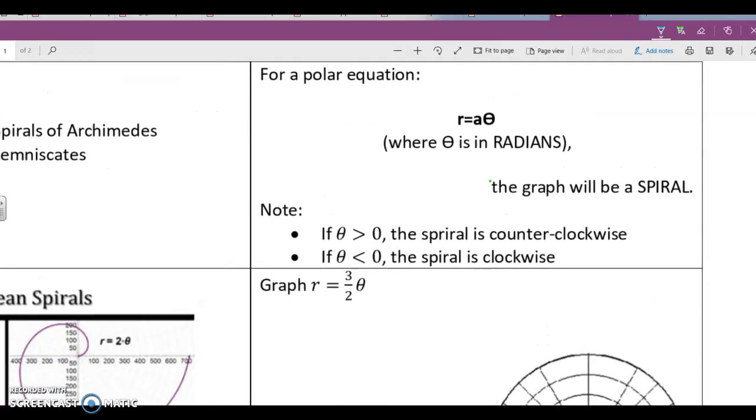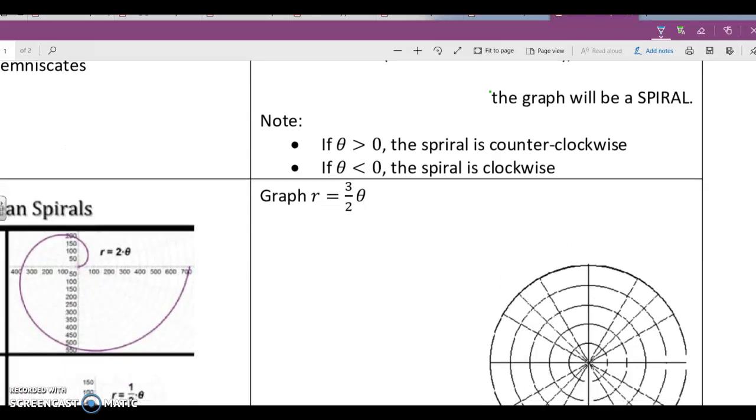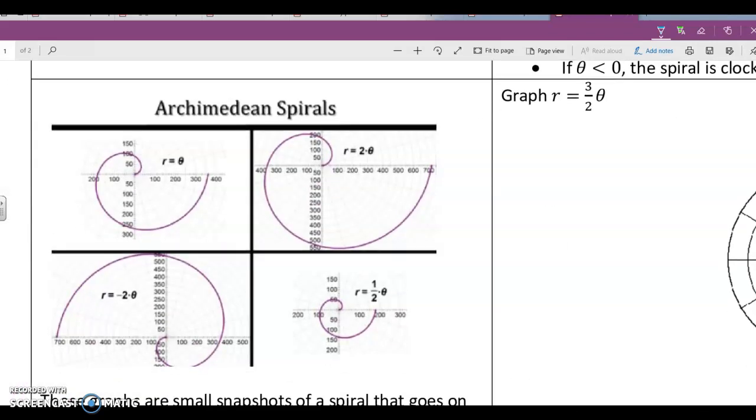When you have an equation r is equal to a times theta, the graph is going to be a spiral. If theta is greater than 0, the spiral is going counterclockwise, and if theta is less than 0, the spiral is going clockwise. So we have a couple of examples here: r is equal to theta, r is equal to 2 theta, r is equal to negative 2 theta, and r is equal to 1/2 theta.